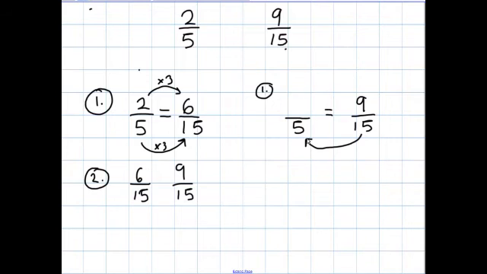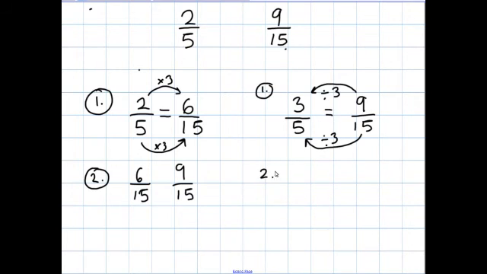Now we're working the other way here, and it's getting smaller, so we know it's going to be division. How much have I divided 15 by to get to 5? And in this case it's 3. And once again, whatever you do to the denominator, you should do to the numerator if you want an equivalent fraction. So I'm going to divide my 9 by 3 as well. So 9 divided by 3 is 3. So the equivalent fraction would be 3/5. So 9/15 is the same as 3/5.